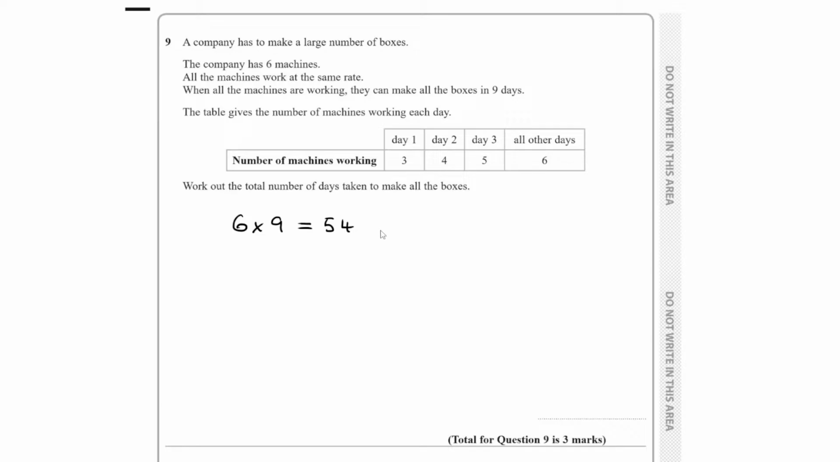So 54 machine days, isn't it? There's 54 machine days in total. Now, go through day by day. That's if I only had one machine working each day. On the first day, I actually have 3 machines working. So that would account for 3 of these days, wouldn't it? Because it's 3 times faster. So what I can do is go, right, 54 minus 3.